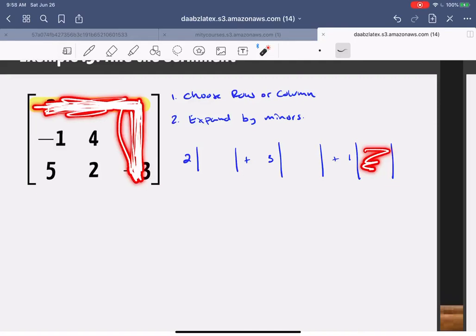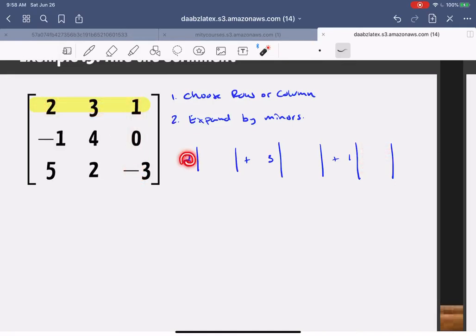So let's just do it. For the first one, for the 2, I cross out its row and column, and that gives me a submatrix. So I write that submatrix down. This will be 4, 0, 2, negative 3. Then for the 3, I cross out its row and column, and the submatrix will be negative 1, 0, 5, and 3. And of course, for the last one, we cross out its row and column, and that gives me negative 1, 4, 5, 2.